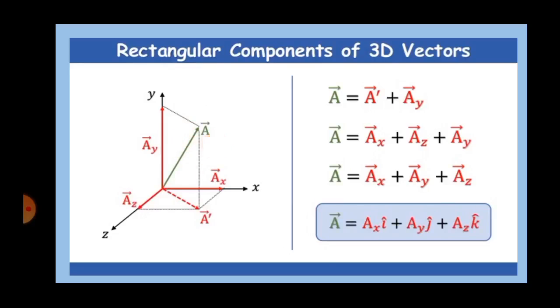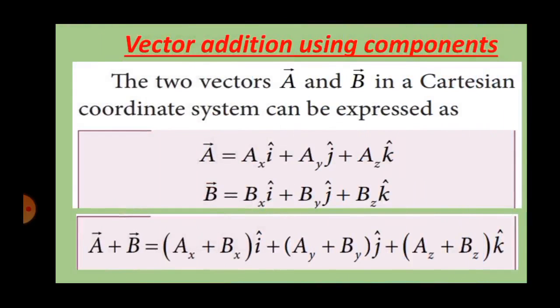Are you clear? Okay. Then last one, vector addition using components. Two vectors A vector and B vector in a Cartesian coordinate system can be expressed as follows. Students, in the previous section we have learned about addition and subtraction of two vectors using the analytical method or geometrical method. But once we choose the coordinate system, the addition and subtraction of vectors become much easier to calculate.